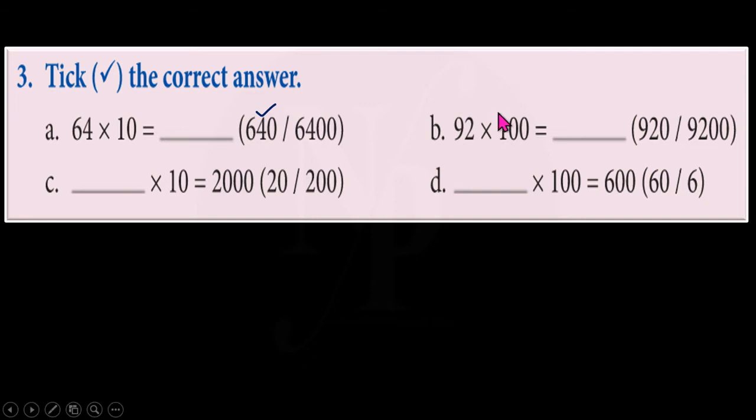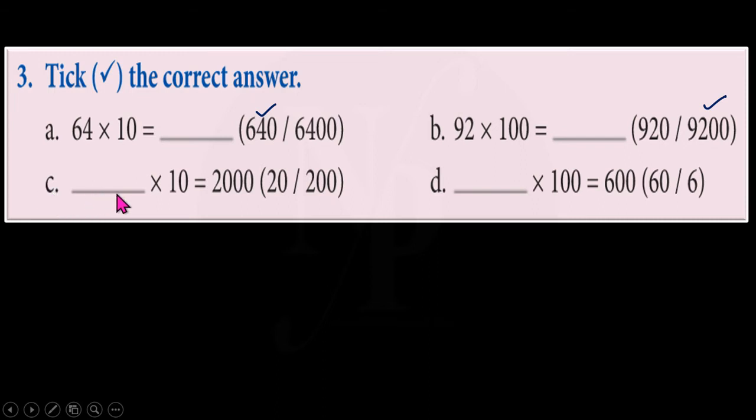Coming to B, we have 92 into 100. The product will be, there should be 2 zeros after 92. So here we have only 1 0. So this is not the correct answer. If you look at this, you have 9200. That is 9200 is the correct answer for 92 into 100.